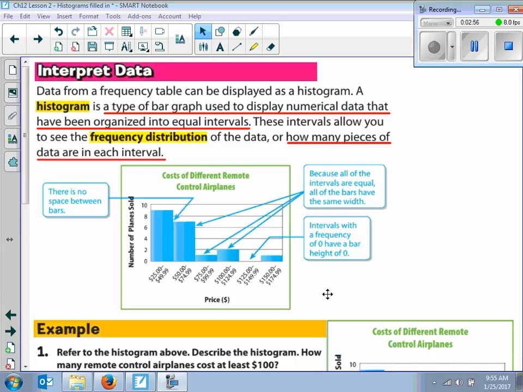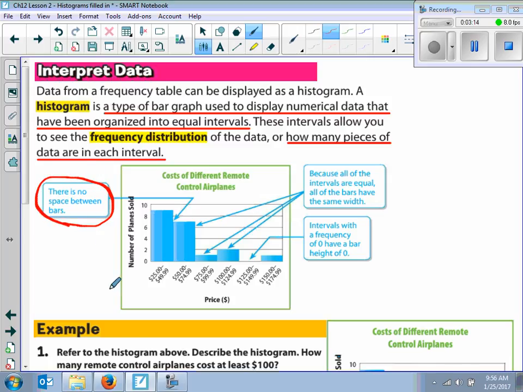In this diagram, there's some very important information about this type of statistical display. Very important about the histogram. In a histogram, there is no space between the bars. Does everybody see that? They're all right up against each other. Also, because all of the intervals are equal, all of the bars have the same width. And thirdly, intervals with a frequency of 0 have a height of 0.